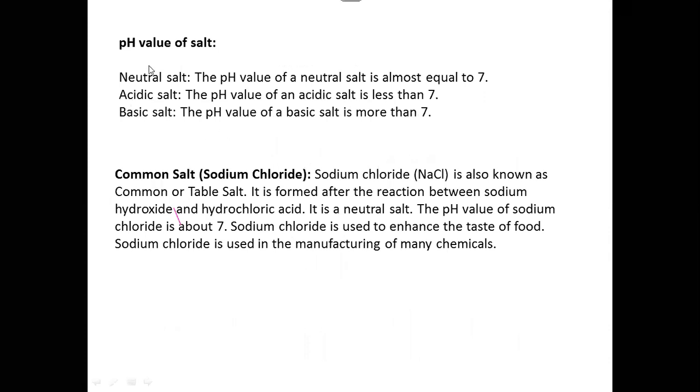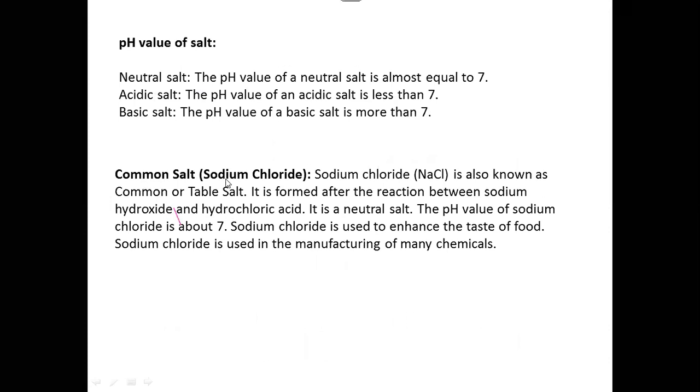Then pH value of salt. Neutral salts have pH almost equal to 7. Acidic salts have pH less than 7. Basic salts have pH value more than 7, greater than 7. Remember these values well.